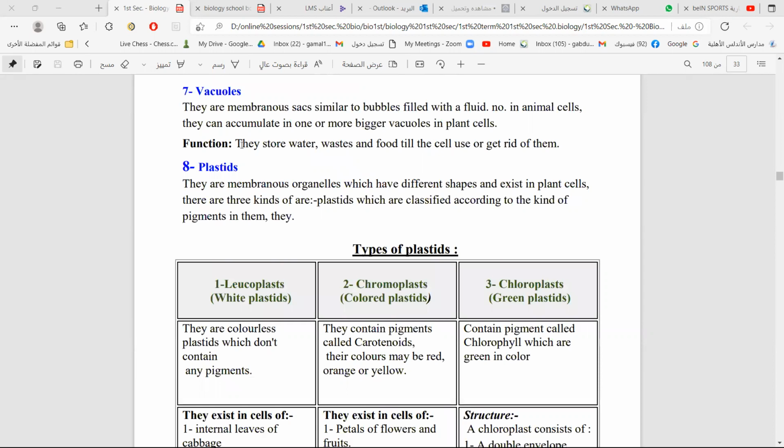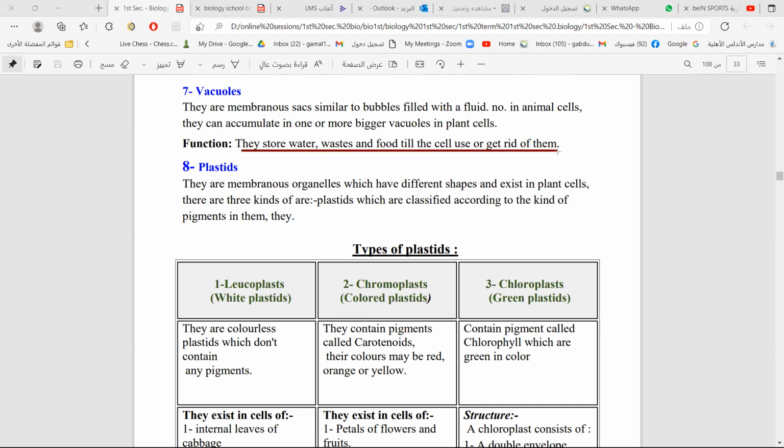We have vacuoles inside the cell, a big one in the plant cell and small ones in the animal cell. The function of vacuoles is storage of water, storage of waste, and storage of food, until the body gets rid of them.